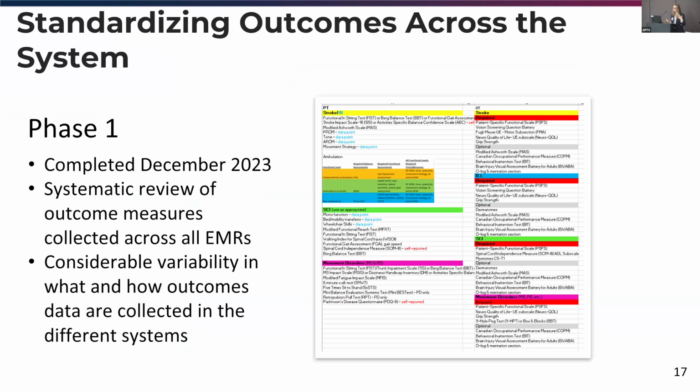One of our major efforts is selecting certain outcomes that we want to collect on our patients across our system, from inpatient all the way to outpatient. Our first phase, which we completed in 2023, was a systematic review of all the outcome measures that we collect across all of our EMRs. As you can see with this shot here, we found considerable variability in what and how outcomes are collected through our different systems. This is just an Excel spreadsheet of all the different things that we found.